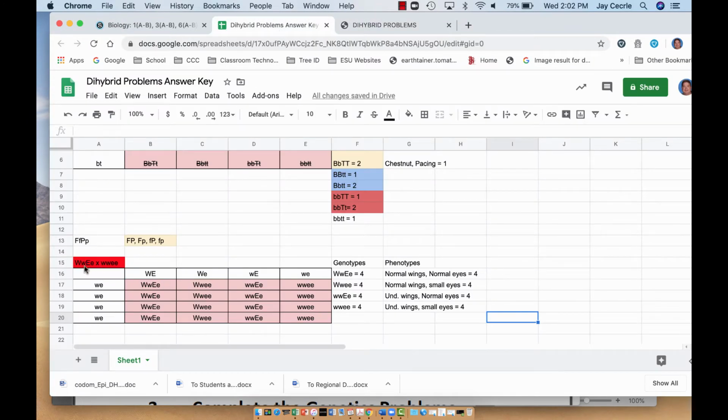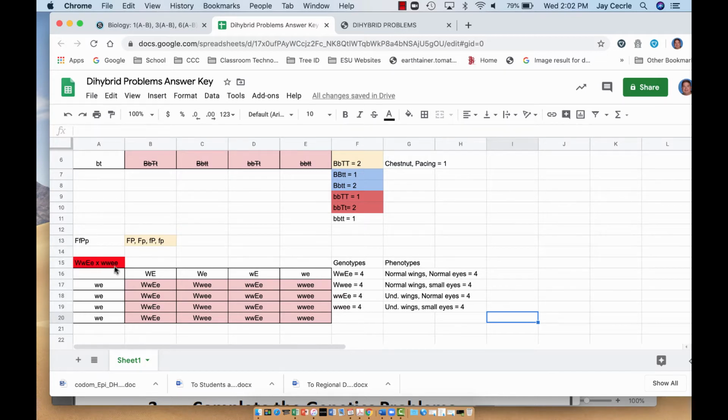So when we cross those, we have to figure out what the allele combinations could be for each one of these parents. And we just use the FOIL method. So capital W, capital E, we put that one there. Capital W, lowercase e, that one goes there. Lowercase w, capital E, that one goes there. Lowercase w, lowercase e, that goes here.